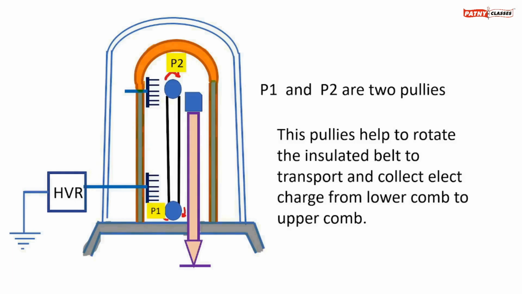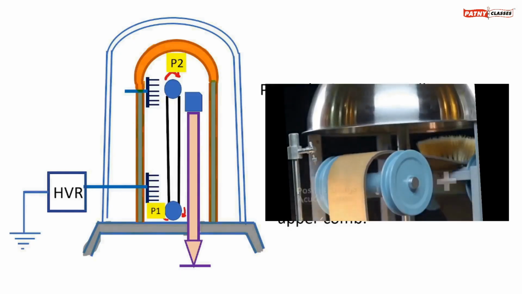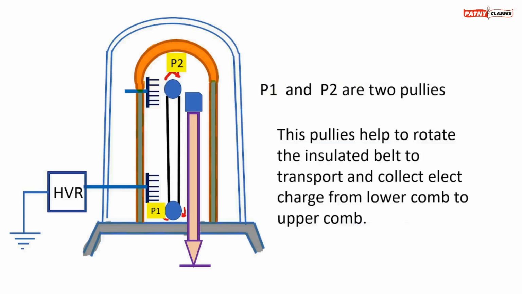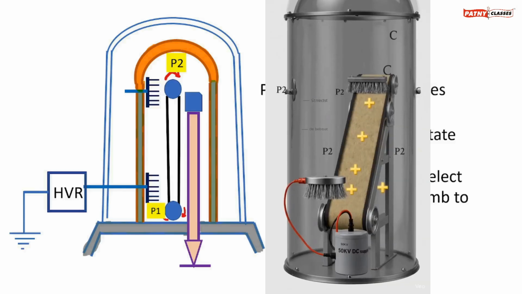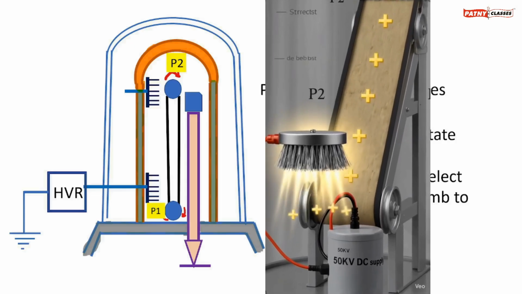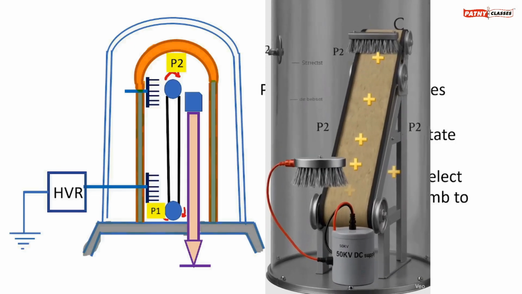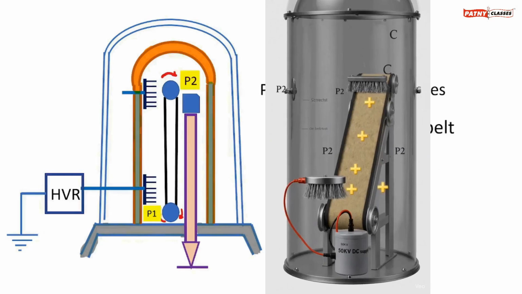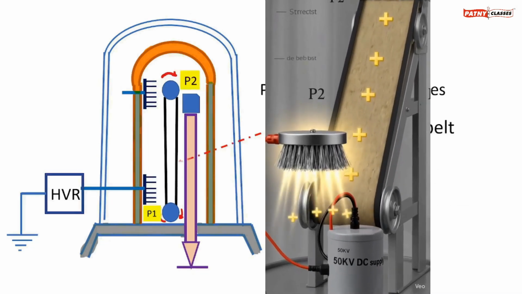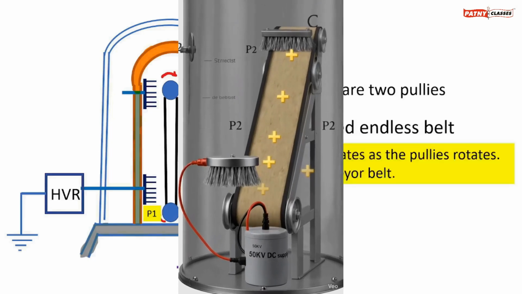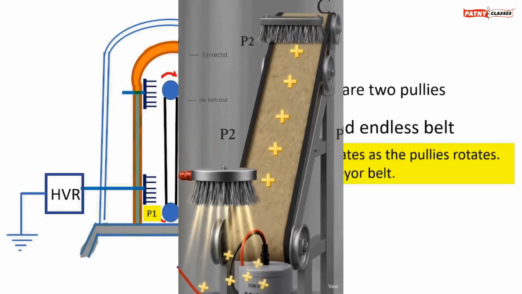There are two pulleys P1 and P2. These pulleys can be rotated with the help of an electric motor. Over the pulleys, there is an insulated belt. The insulated belt rotates as the pulleys rotate. What is the use of this insulated belt? It has a very important use. That is, the belt rotates as the pulley rotates. This belt acts as a conveyor belt.